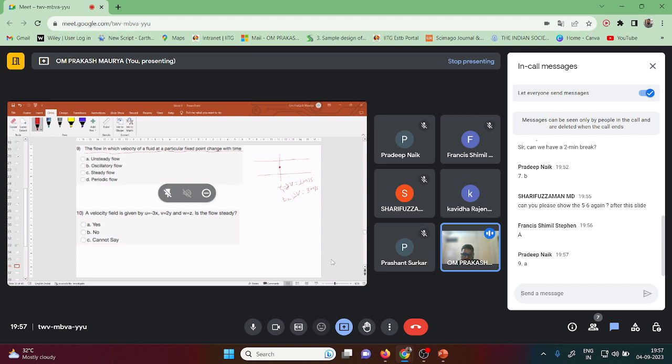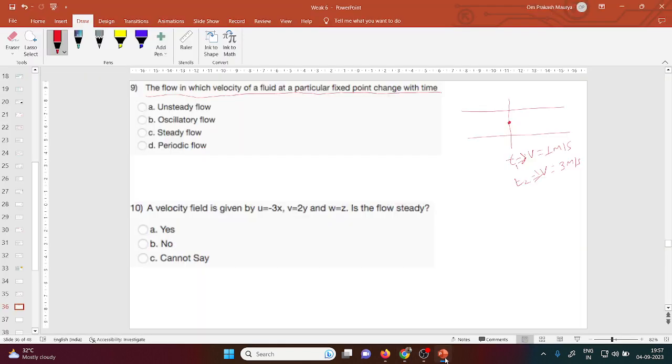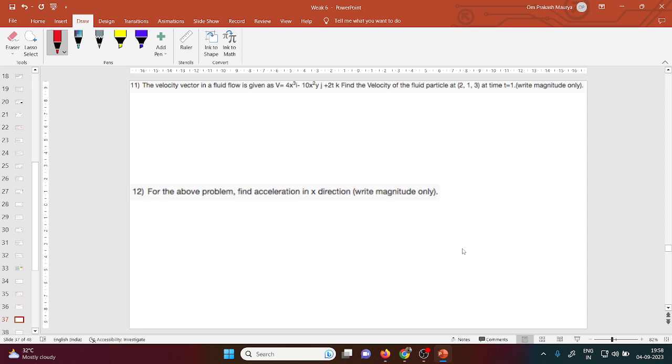For question number 10, a velocity field is given by u is equal to minus 3x, v is equal to 2y, and w is equal to z. Is the flow steady or unsteady? Okay, steady, yes. Why steady? Because there is no temporal term given in the equation, there is no time given here, so your velocity is not changing with time. That's why this is the steady flow.